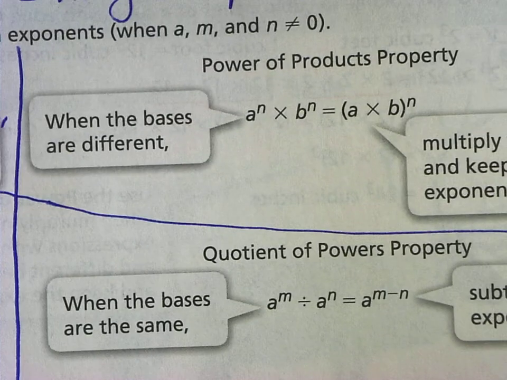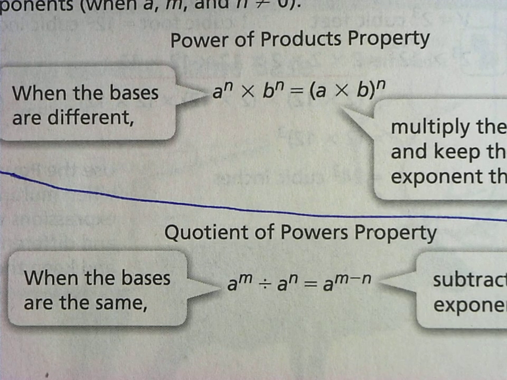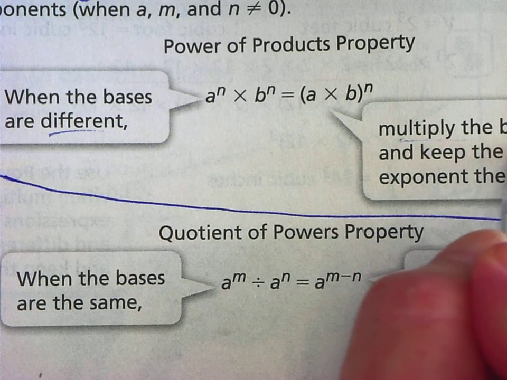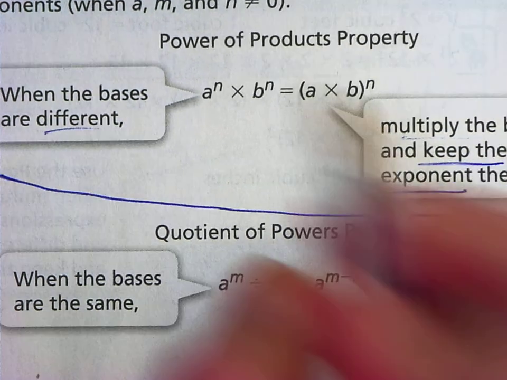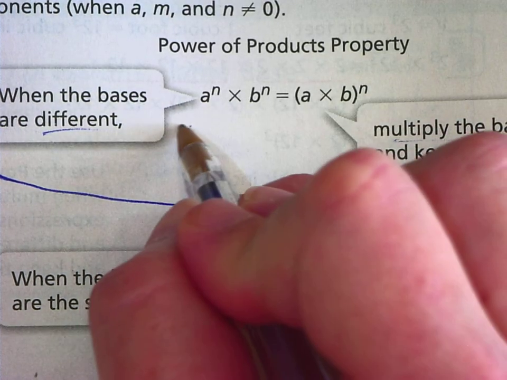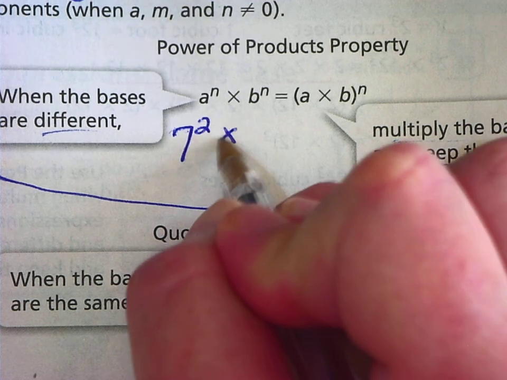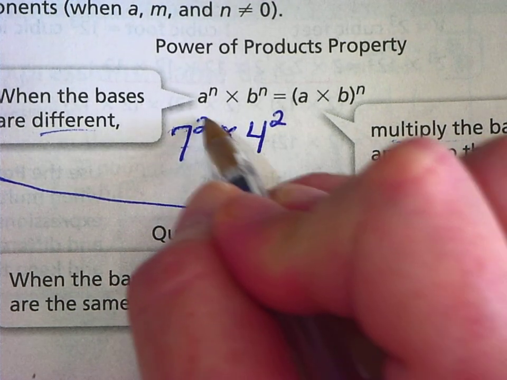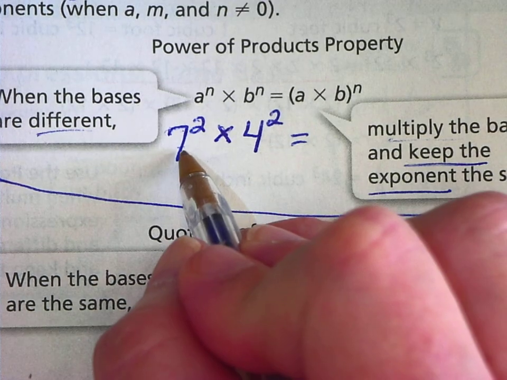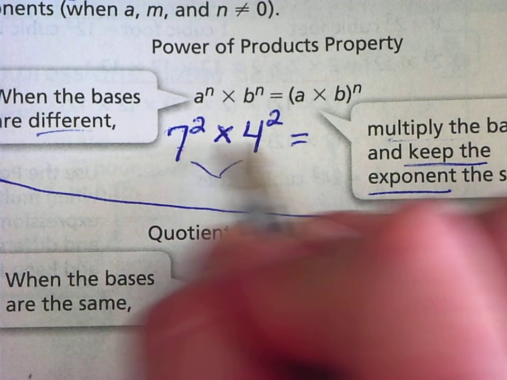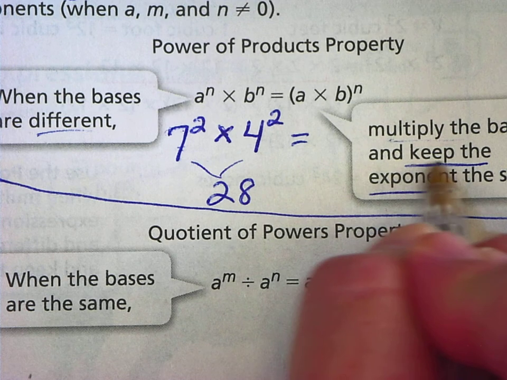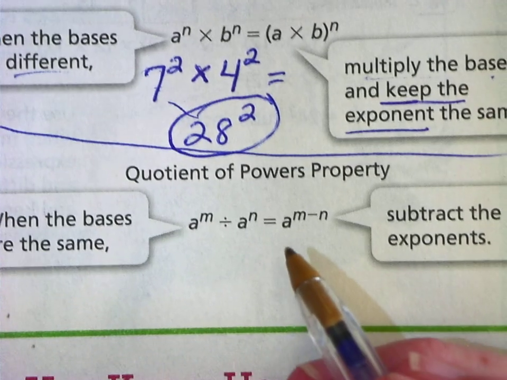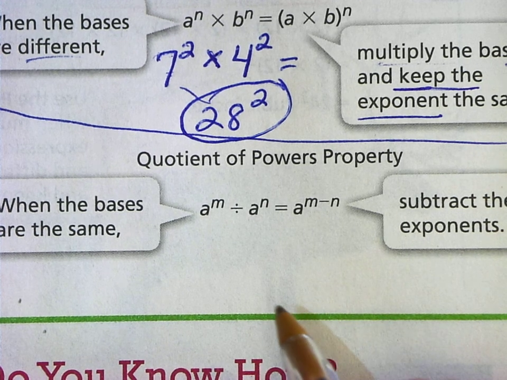Okay, let's take a look at these last 2 properties. When your bases are different, you're going to multiply the bases this time and keep the exponent. So for example, if you had 7 squared times 4 squared. Notice the bases are different, but the exponents are exactly the same. So this time you're going to multiply your 2 bases, so 7 times 4 is 28, and you keep your exponent, so 28 squared.